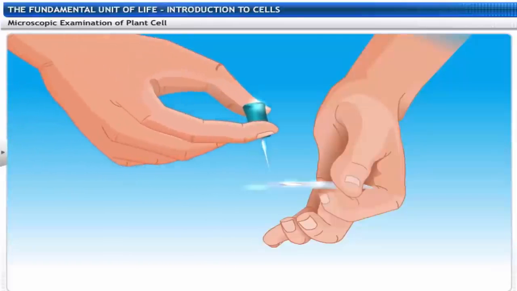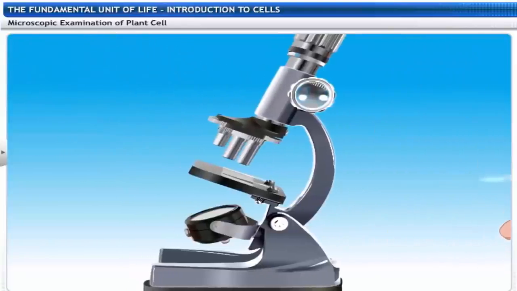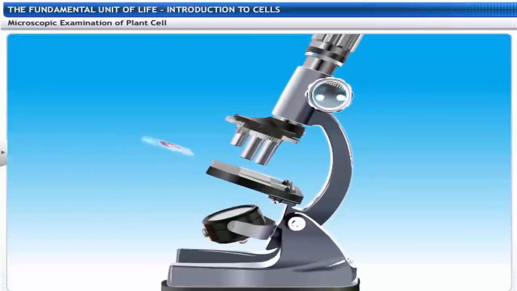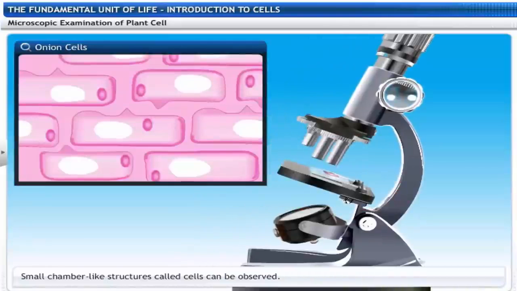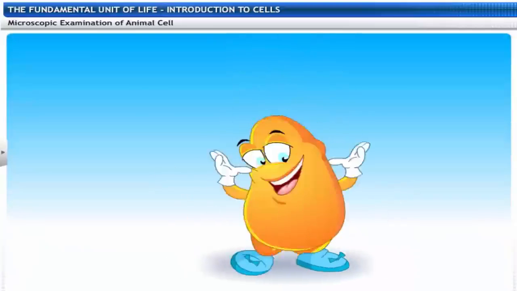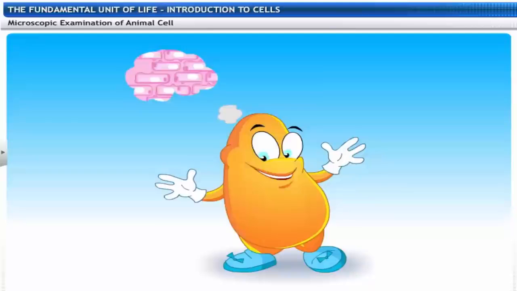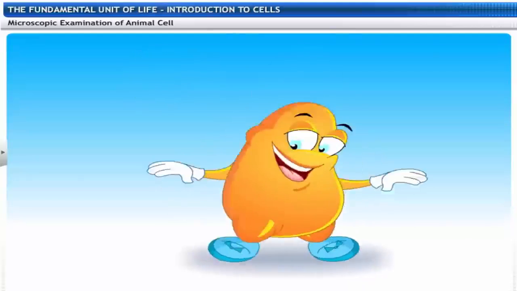Tap gently with a needle on the cover slip to remove air bubbles. Place the slide on the stage of the microscope. Small chamber-like structures called cells can be observed. Each cell contains a prominent vacuole, nucleus, and cytoplasm. That onion cell looked like me, didn't it? But who do we have here?